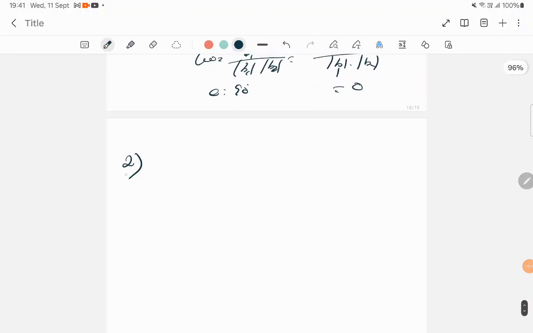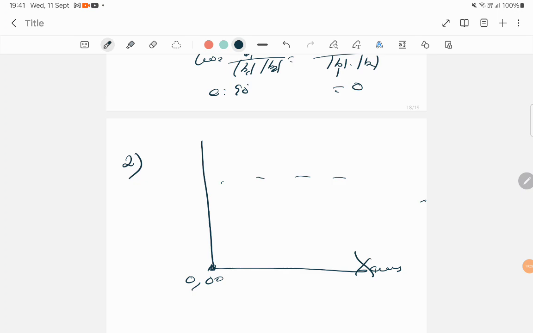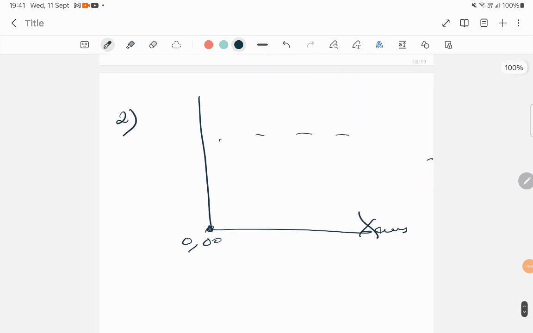The miscellaneous second question: find the equation of a line which is parallel to the x-axis but passing through the origin, which means it's the x-axis only, no? A line parallel to the x-axis passing through the origin must be the x-axis only. And therefore the equation is x minus 0 by a is equal to y minus 0 by b is equal to z minus 0 by c, because the point is 0, 0, 0.